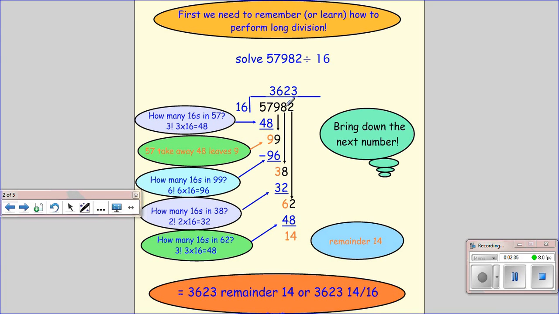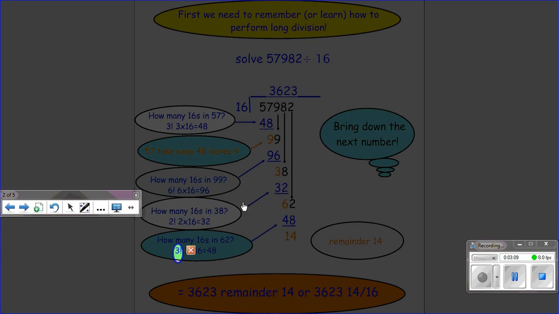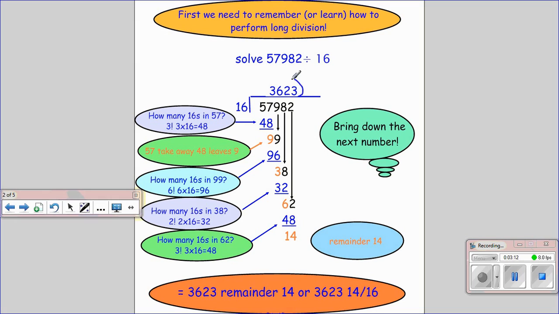We're not yet finished, there's more to bring down, so we bring down the 8. And then we say how many 16s fit into 38. We should know it's 2. 2 times 16 is 32, so we write our 32 here and our 2 up here. And then we do the subtraction. 38 take away 32 will give us 6. Then we bring down our last number. So now we've got 62. How many 16s fit into 62? The answer, whole 16s, is 3. And we put our 3 up here.